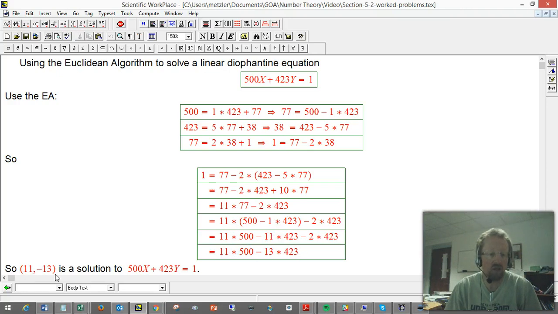So 11 and minus 13 turns out to be a solution to 500x plus 423y equals 1. You can check it if you don't believe it, just substitute them in. But it really, really works.